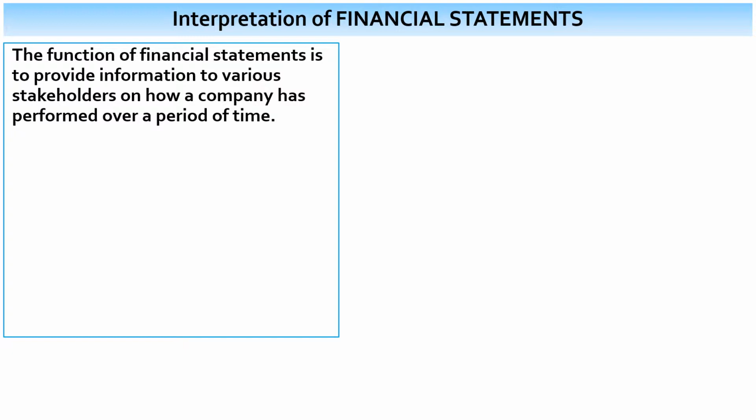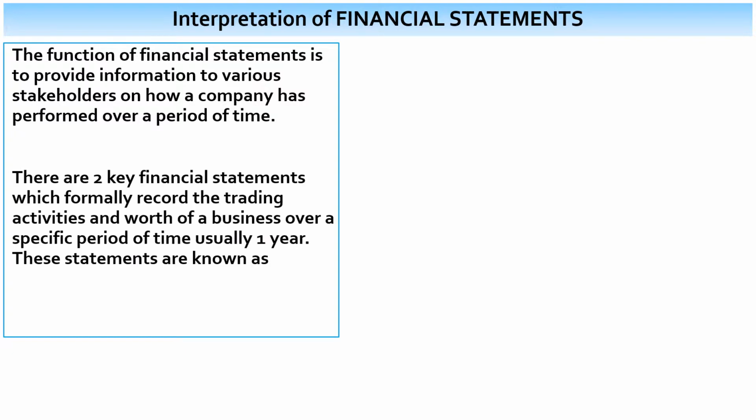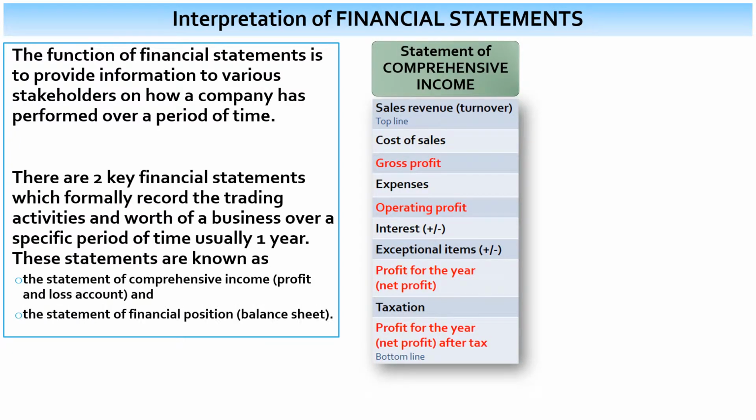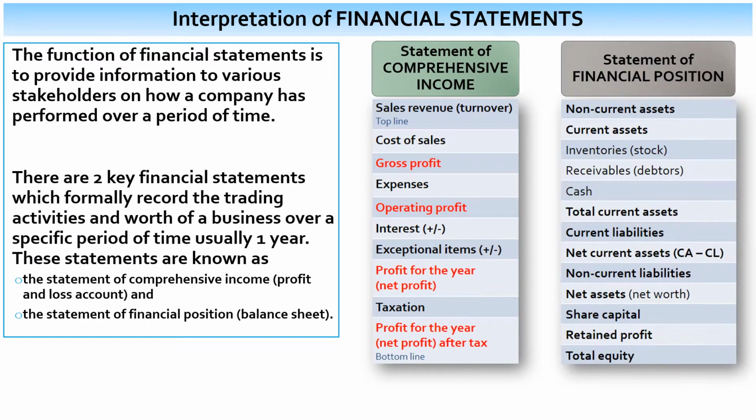In this video we're talking about financial statements and how they might be useful, how they might provide information to various stakeholders on how a company has performed over a period of time. There are two key financial statements which usually record the trading activities of a business, normally over a period of 1 year, and these are known as the Statement of Comprehensive Income and the Statement of Financial Position.